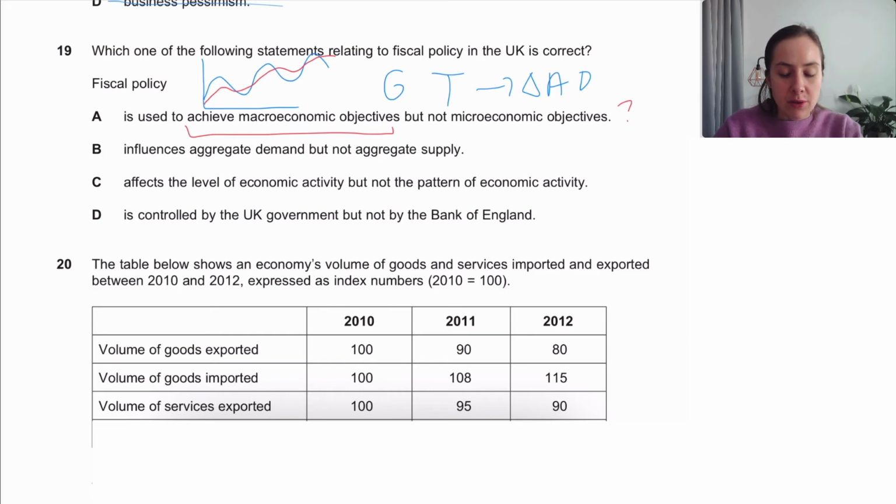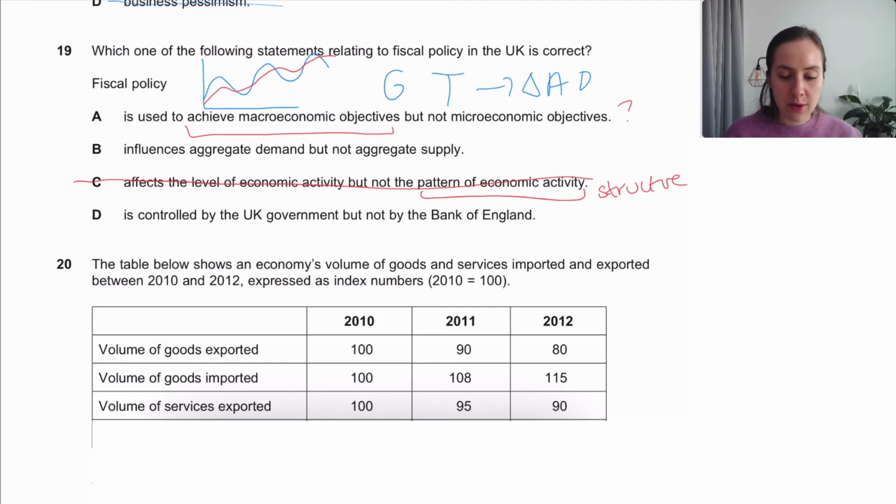Influences aggregate demand but not aggregate supply. So it affects the level of economic activity but not the pattern of it. The pattern of economic activity means the structure of the economy. And I think that's right. Fiscal policy does not try to change whether we work online or do lots of manufacturing. It just tries to change whether we're in a recession or a boom. So that doesn't seem to be the answer.